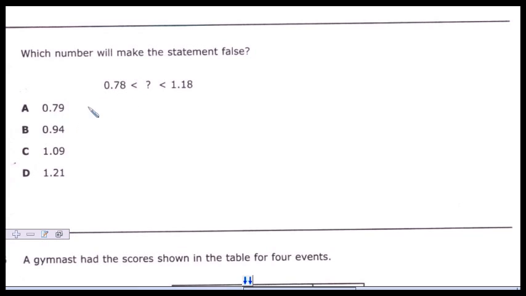Okay, so is 0.78 less than 0.79? Yes, it is. Is it less than this one? Yes, because of that 9. It is less than all of them. So far all of them fit because of this symbol right here. But now we've got to check this other symbol.